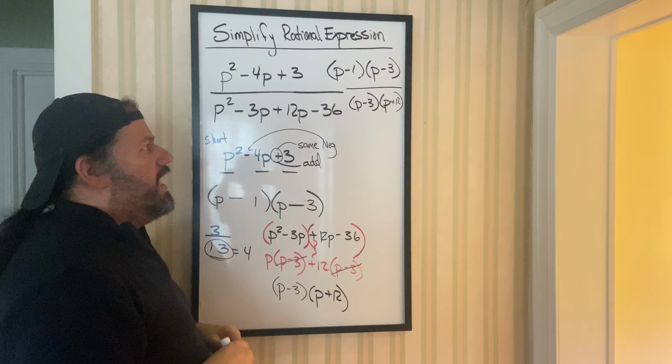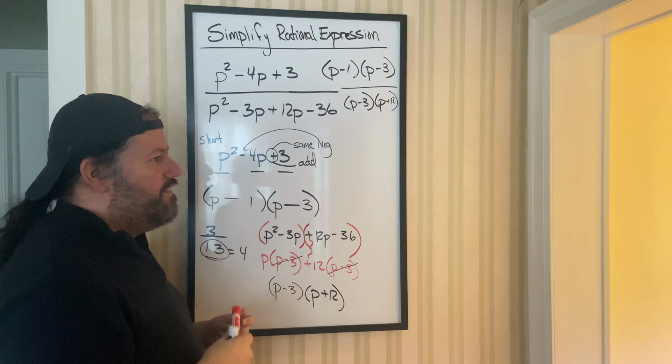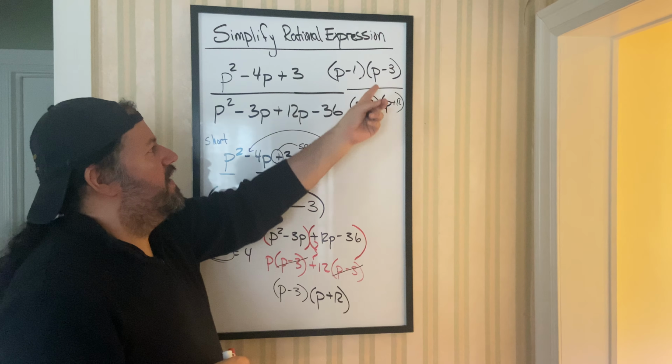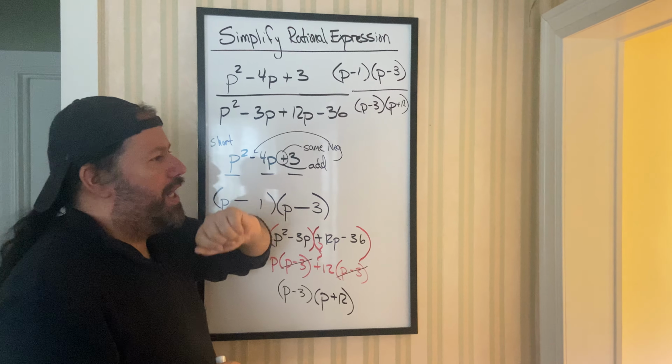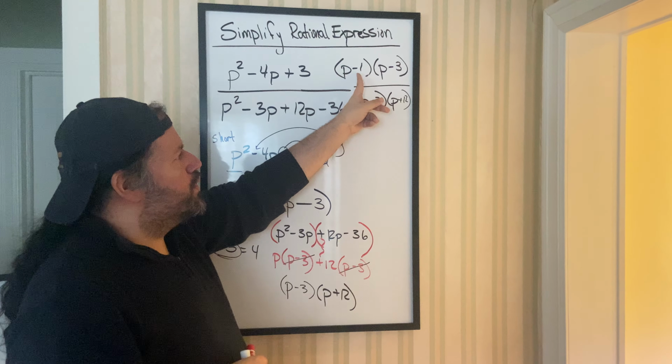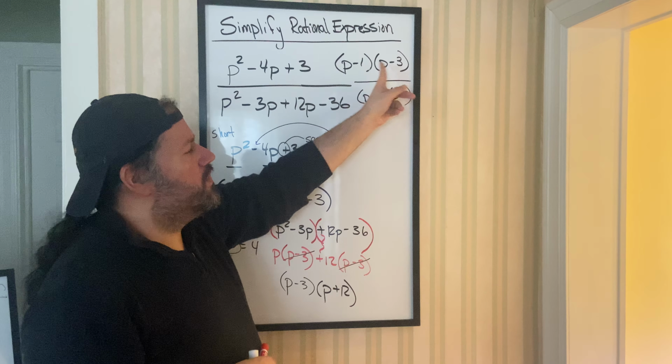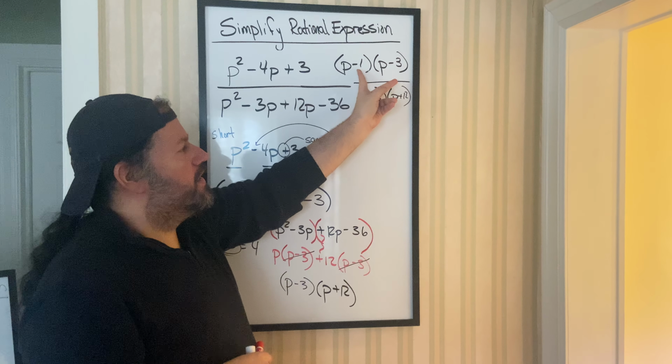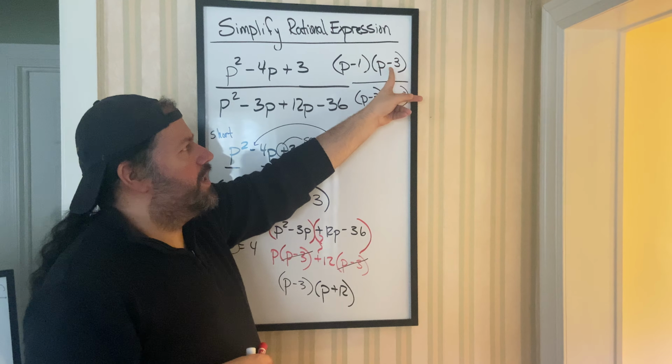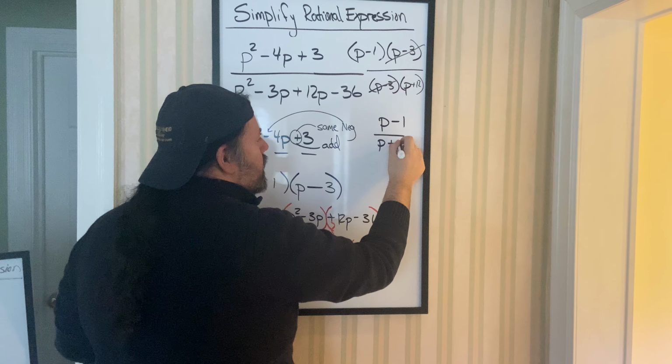Look to see if there's any factors that match. If you have matching factors, you can only cancel out if 1 on top matches 1 on the bottom. If this was also a p minus 3, these 2 cannot cancel out with each other. It can only be 1 on top with 1 on the bottom. So here, they cancel out. So I'm left with p minus 1 over p plus 12.